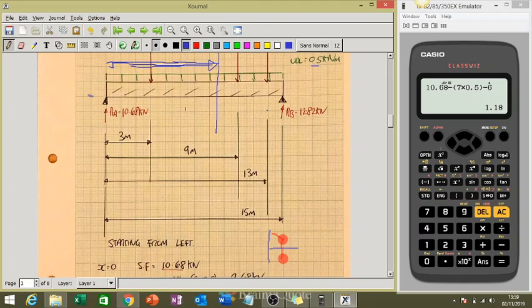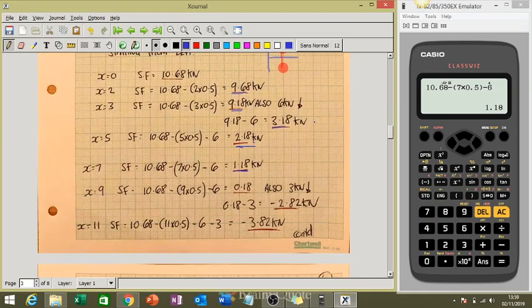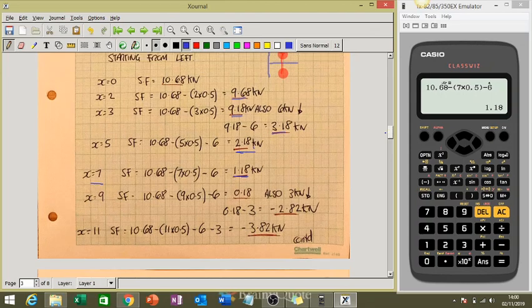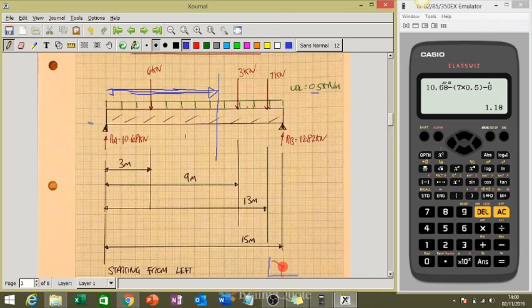So here I've got 1.18 coming down. So 1.18 kilonewtons at 7 meters in. I've gone to x equals 9 now, and as before I've got a force at x equals 9, so there's going to be 2 points again.